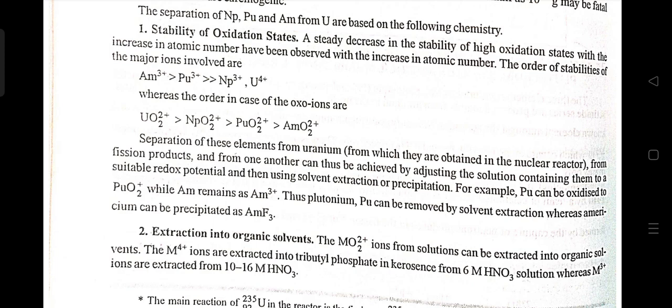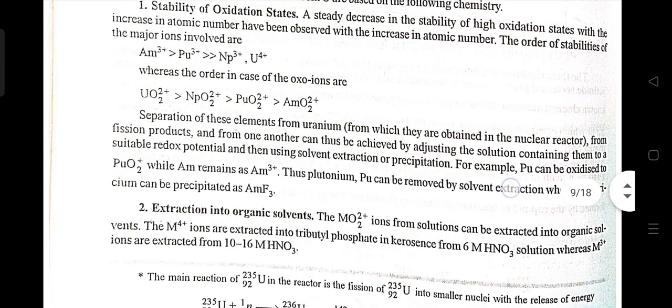Extraction into organic solvents. The MO2+ ions from the solution can be extracted into the organic solvents. The M4+ ions are extracted into tributyl phosphate in kerosene from the 6 M HNO3 solution, whereas M3+ ions are extracted from 10 to 16 M HNO3.